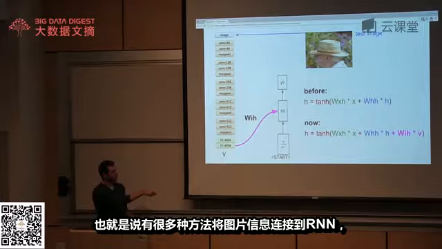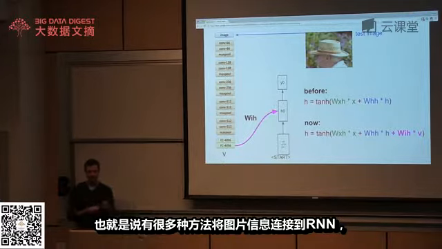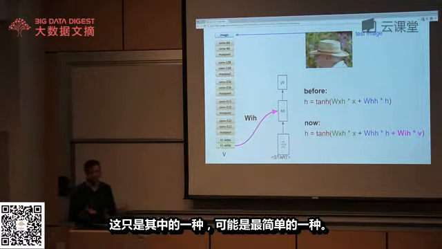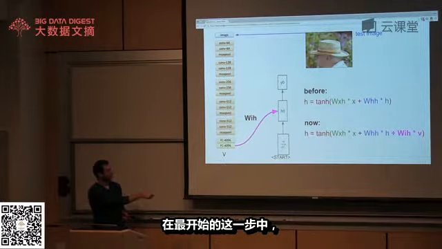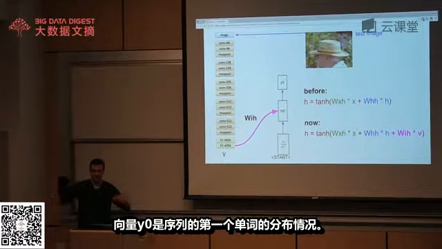Now, there are many ways to play with this recurrence and many ways to plug the image into the RNN. This is only one of them, and perhaps one of the simpler ones. And at the very first time step here, this y0 vector is the distribution over the first word in a sequence.